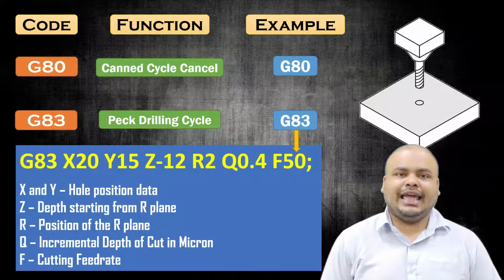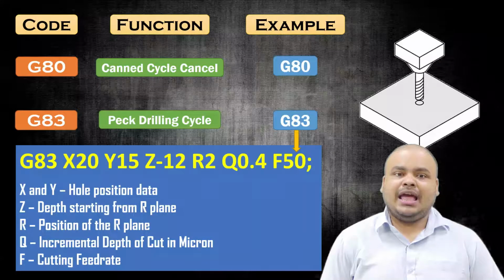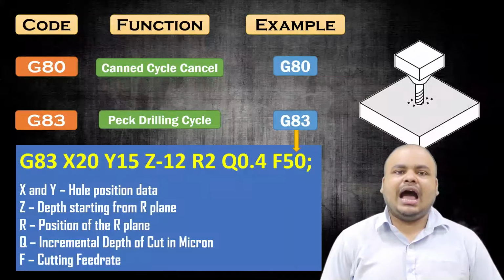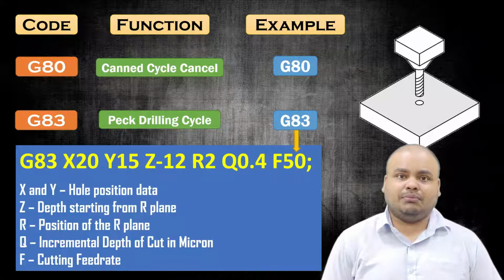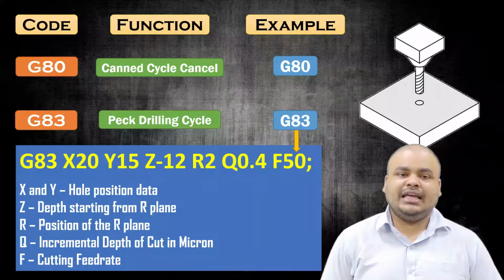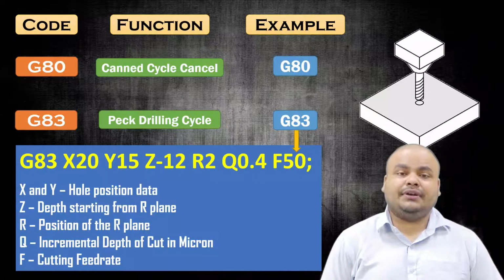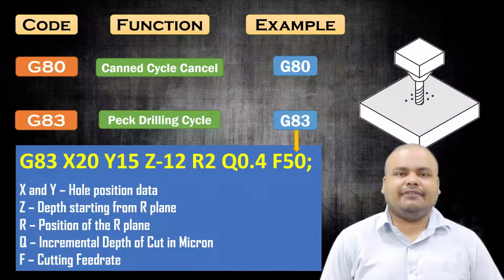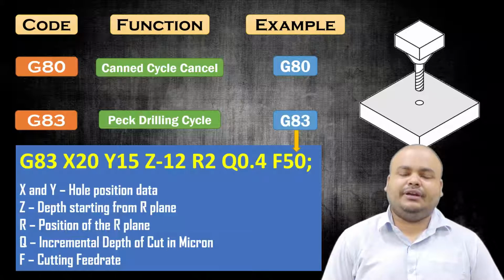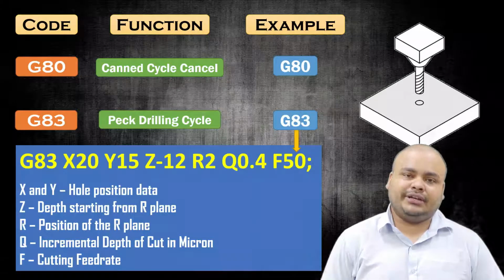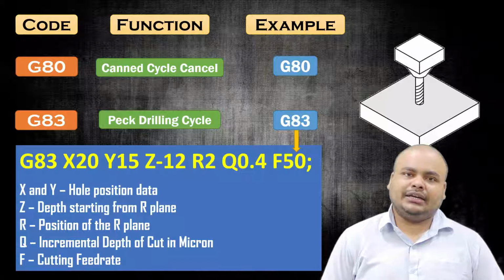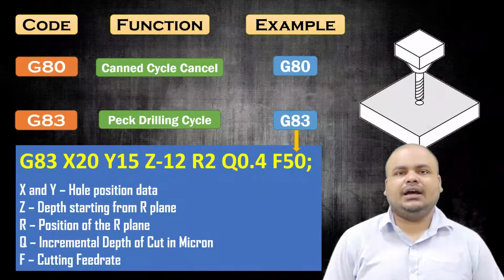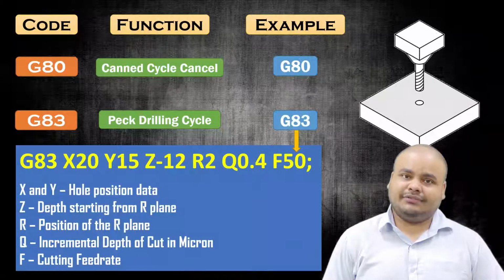So here you can see X and Y are the hole position data, and then Z is the depth of hole starting from the reference plane, R is the position of reference plane, that means from 0 which plane is the reference plane, then Q is the incremental depth of cut in micron, that is, I have given 400 micron over here. The next, F, is your cutting feed rate, that means at what feed it will cut the material, that means at a feed rate of 50 it will be cutting the material, that means 50 millimeter per minute, that is the feed rate. So this was regarding one of the canned cycles.